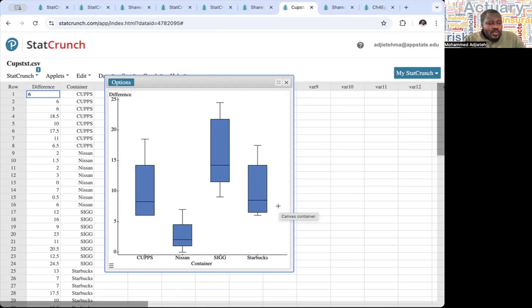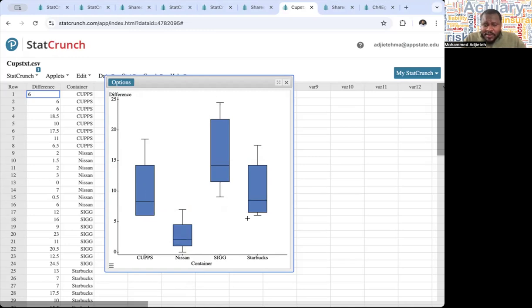So first and foremost, we can see that the data are all slightly skewed to the right. You can see this because look at where the median is. Look at Q1, median, and then Q3. You see where Q2 is, so it shows that even for SIG, it is skewed to the right. Same thing for the Starbucks cap. Same thing for the Nissan, but the Nissan is not as skewed as SIG. And the same thing for the other caps as well. So that is the first thing we could see.